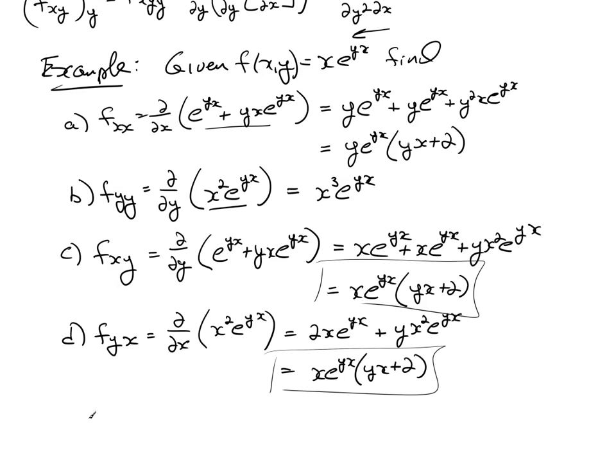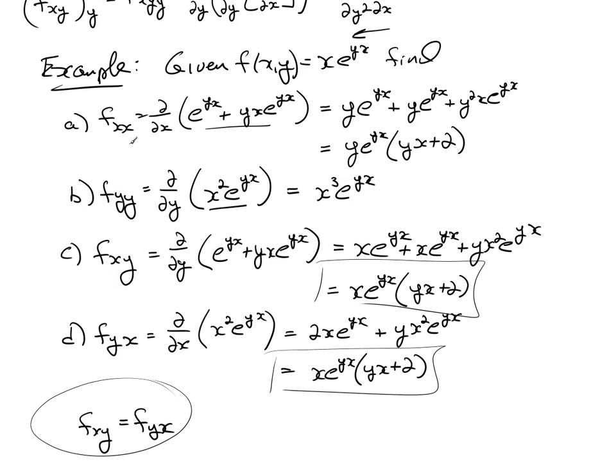which if you notice in this case is actually the same as fxy. So in this case, what we just showed is that fxy is equal to fyx. But I want to emphasize in this case, not necessarily in all cases. And actually, there's a theorem we're going to talk about, Clairaut's theorem, that says under certain conditions that this will actually always be true.